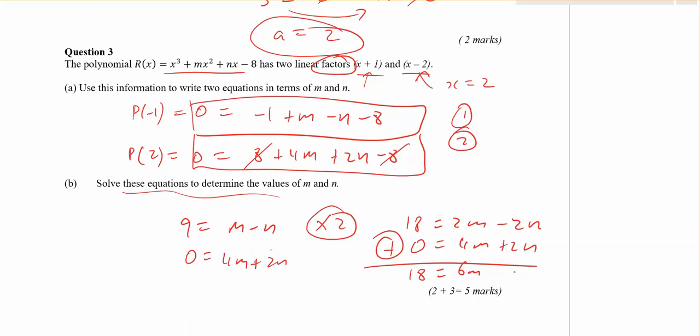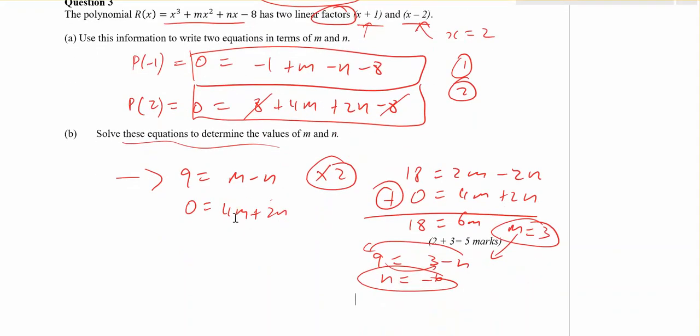And then sub into one of the equations. I'll sub into this equation here. So 9 equals, my m is 3, my n must be, if I move the n to the other side, so I move it down here and I move the 9 to the other side. So 3 minus 9 is negative 6. So n equals negative 6, m equals 3. Okay, there's multiple ways you can obviously solve this. You can do substitution if you want. It's up to you, but I've just used elimination.